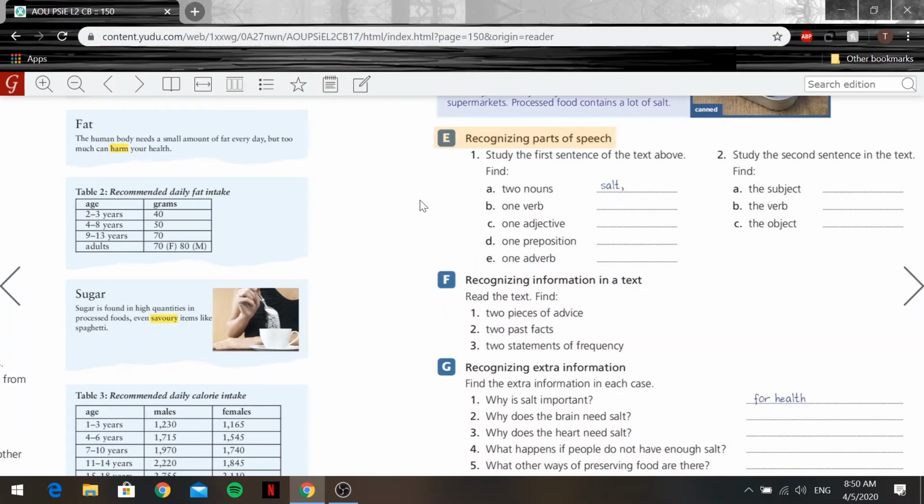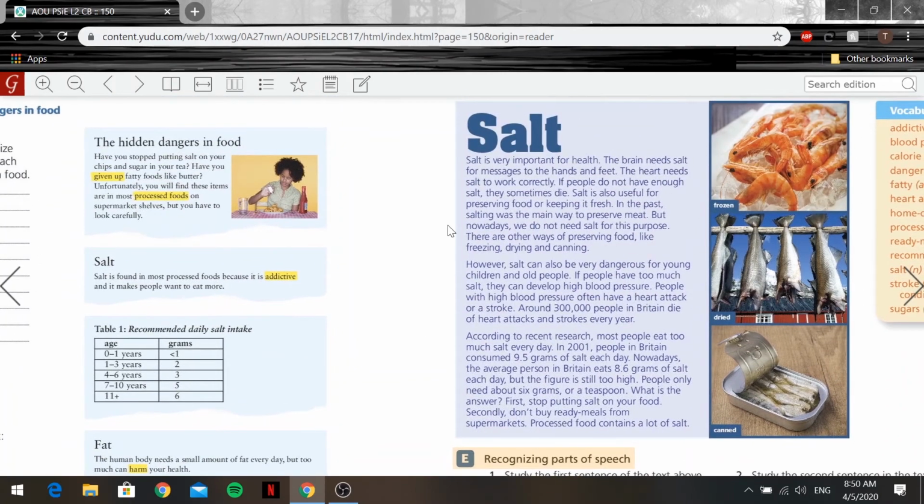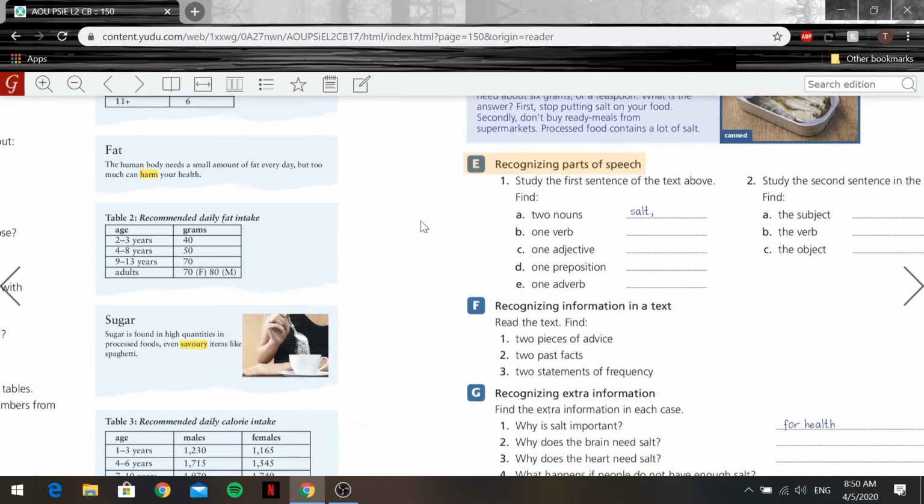What else do we need? Two statements of frequency. Okay. We'll say, statements of frequency, we'll say if people do not have enough salt, they sometimes die. Okay? Right here, by the way. If people do not have enough salt, they sometimes die. We'll also say that people with high blood pressure often have a heart attack or a stroke. Alright? So, statements of frequency, these two. Right, anything else? What else do we have?